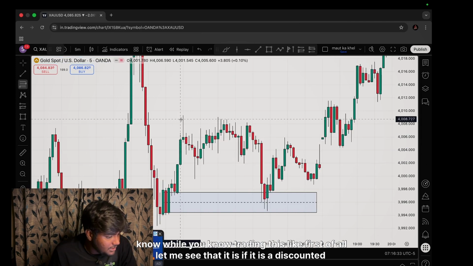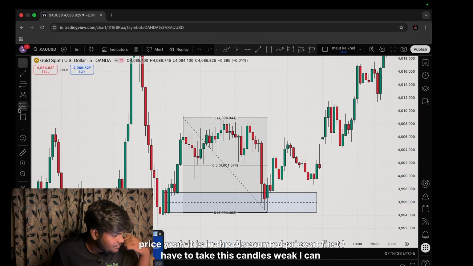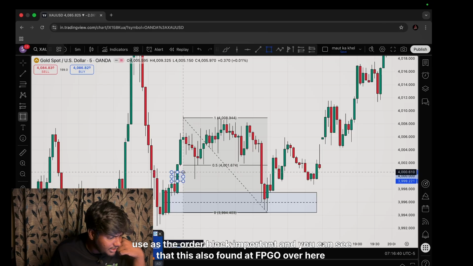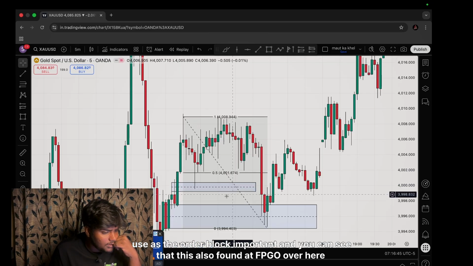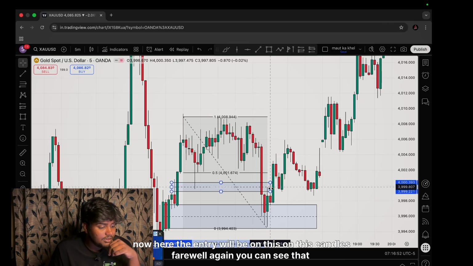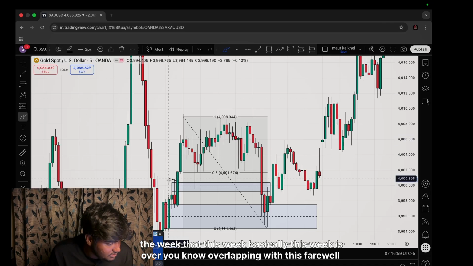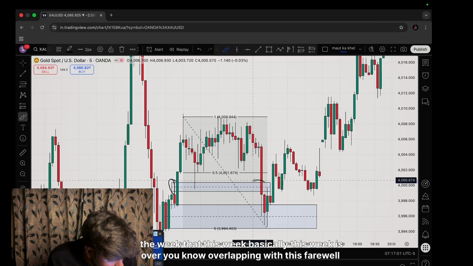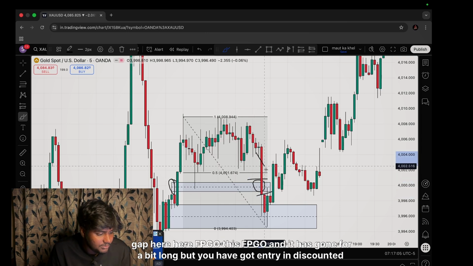First of all, let me see if it's in a discounted price. Yeah, it's in the discounted price. At first I have to take this candle's wick, I can use it as the important order block. And you can see that this also formed an FVG over here. Here the entry will be on this candle's fair value gap. You can see that this wick is overlapping with this fair value gap here.